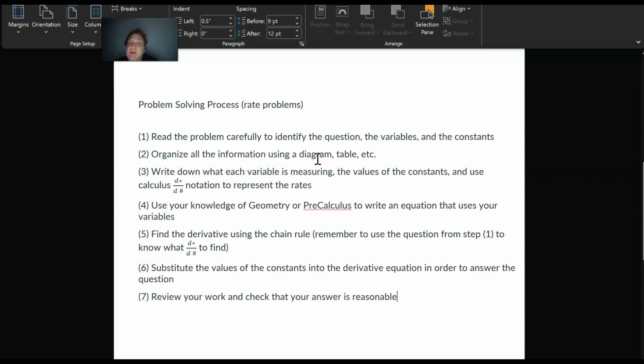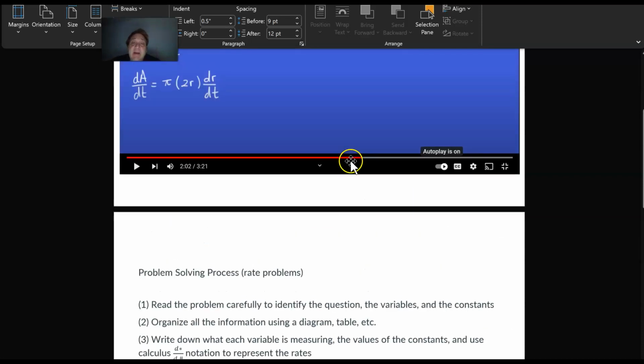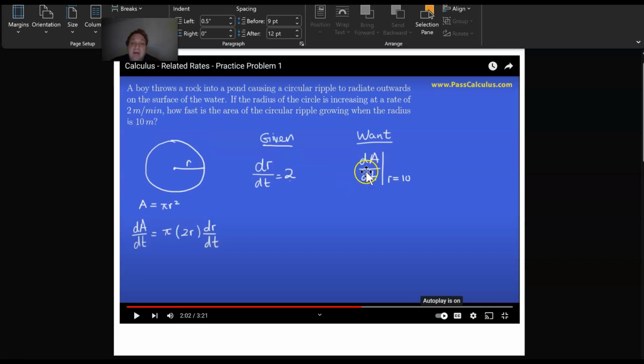The next step is to use your knowledge of geometry or precalculus to write an equation that relates the variables that you're using for this problem. You're going to find the derivative using the chain rule. Make sure you know how to find the derivative using the chain rule, and you're finding the correct derivative because of what you're looking for. If you're looking how area changes in time, that means you need to find the change in area over the change in time, and that's the example I had originally over here. We're looking for the change in area over the change in time, so we differentiate this equation with area in it with respect to time to find dA/dt.